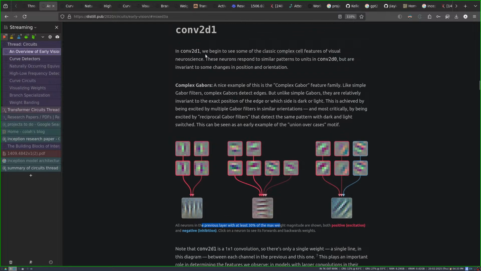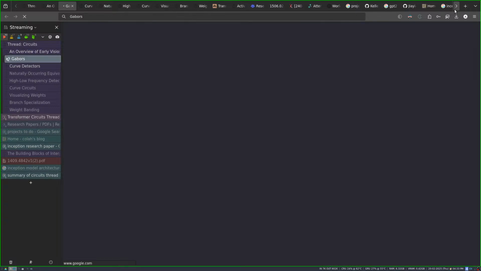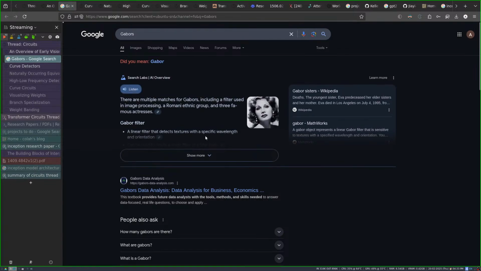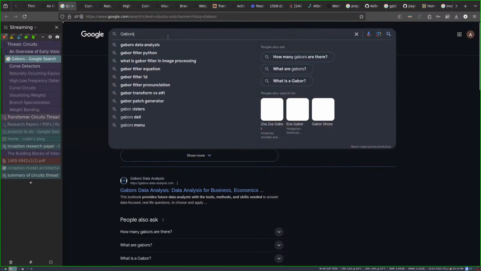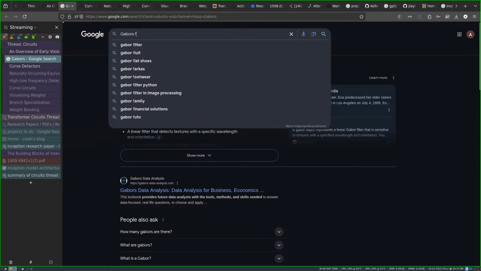In Conv2d, we begin to see some of the classic complex features of visual neurons. Complex Gabor. What are Gabors? Gabors. Filter, yes.